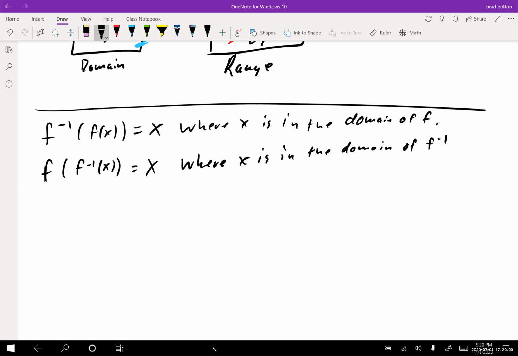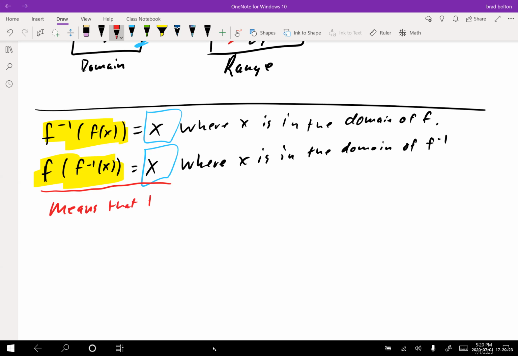So whenever you take the composition of two functions and you get x, okay, coming from both directions, f inverse and then f of f inverse, when you do that and you get x, that means that they are in fact inverses. So this is a way you can test.